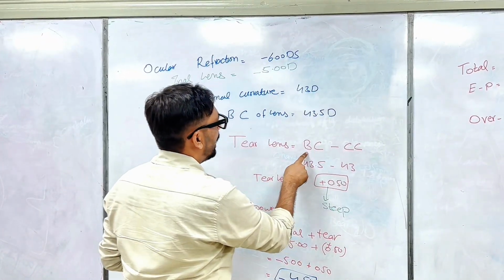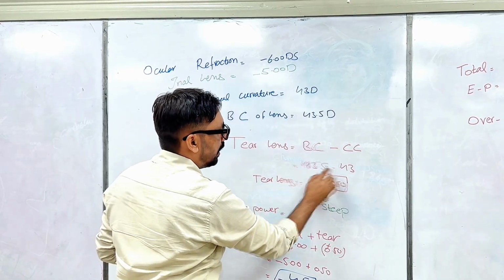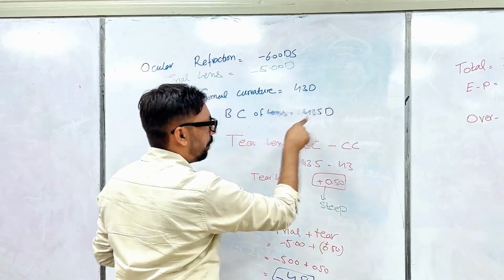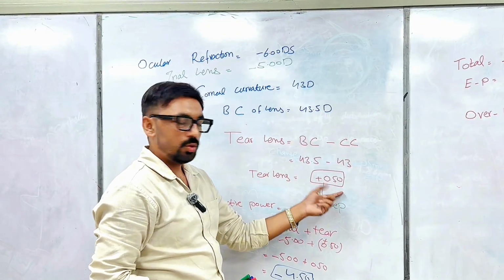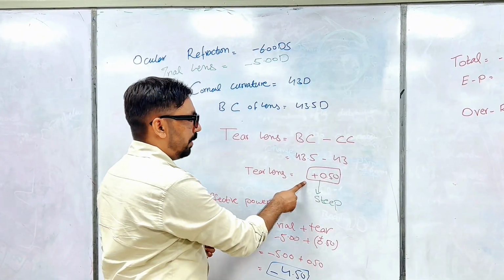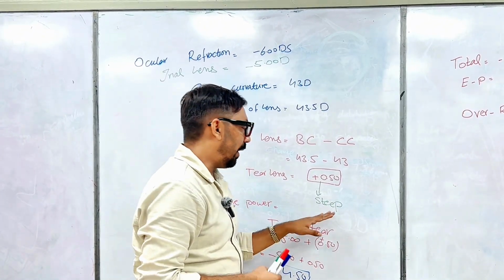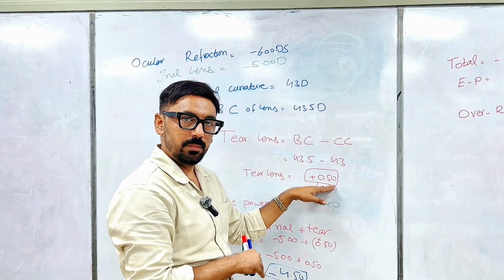So we have the base curve of the lens, that is 43.5. We have the corneal curvature, which is 43, and we subtract the corneal curvature from the base curve, and the resultant value will be plus 0.5. So the tear lens is in plus form. And if the tear lens is in plus form, you know very well, a plus tear lens always forms when the fitting is steep, right?